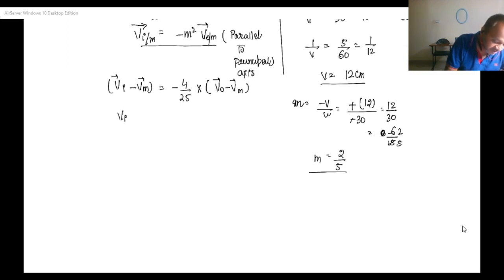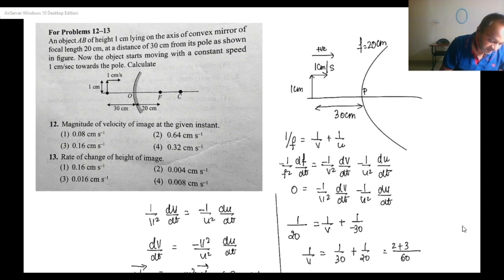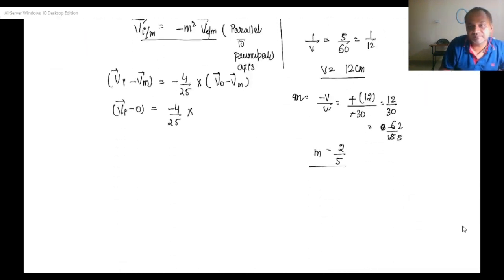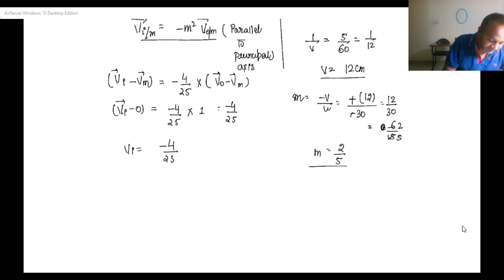So velocity of image here minus velocity of mirror, the mirror is at rest here, not moving, so minus 4 by 25 into velocity of object. Velocity of object, you can see here it is given 1 centimeter per second, that is parallel to the principal axis. So 1 here, and velocity of mirror is 0 here. So this is coming out to be minus 4 by 25. So velocity of image is coming out to be minus 4 by 25 centimeter per second, right?